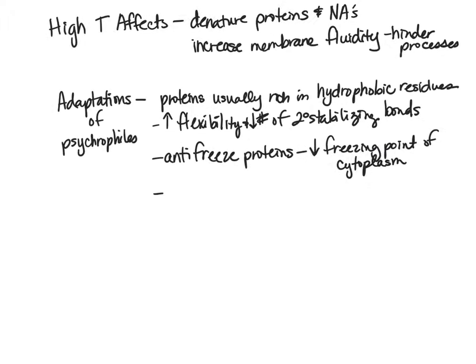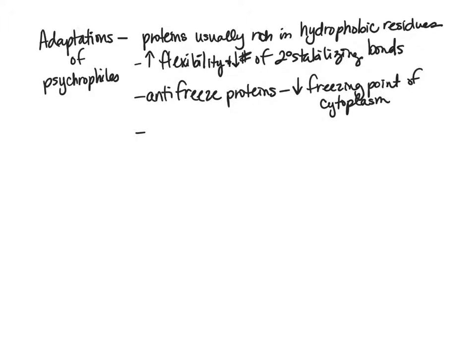Also, they have lipids that are made up of more unsaturated fatty acids in order to remain fluid. Unsaturated fatty acids have those kinks in the chains versus our saturated fatty acids, which are more straight. These kinks are what allow things to be more fluid. Rather than our saturated fatty acids, which can sit right next to each other, our unsaturated fatty acids have to have more space between them. So that maintains fluidity.